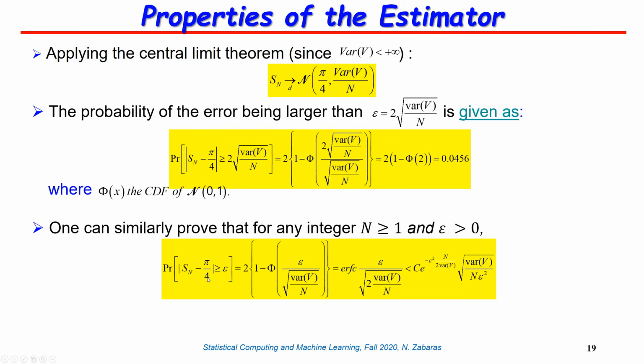Okay, so effectively, this is a very useful inequality, right? It tells you the probability of being away by epsilon for any epsilon, and it is given by this for any n that is greater or equal to 1.